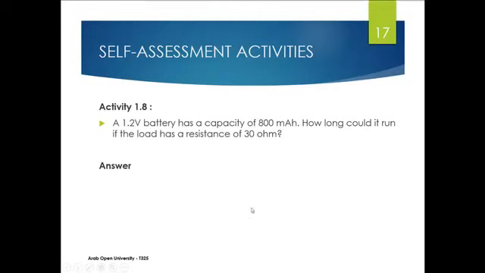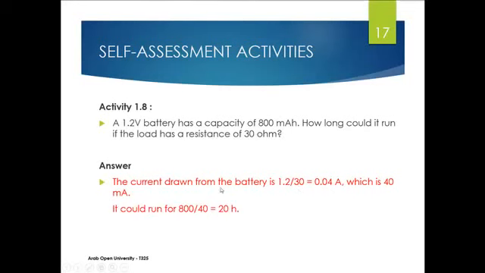How to get the current? We have the voltage and we have the resistance. By using the equation that says the voltage is equal to resistance times I, so I is equal to the voltage over the resistance, we can get the current. And then when we have the capacity and the current, by dividing C over I, we get the time that the battery can run for.